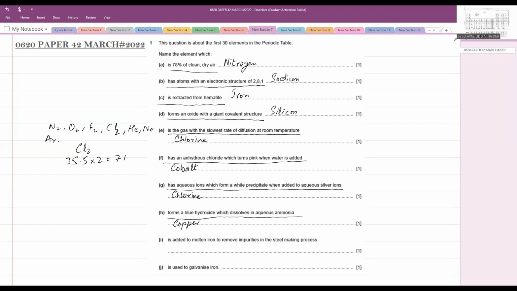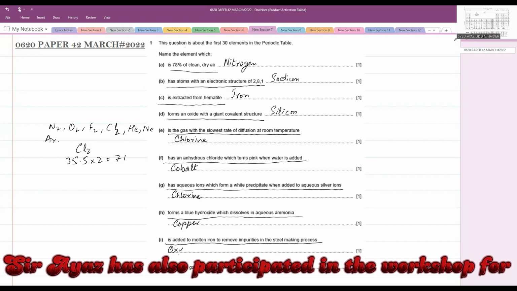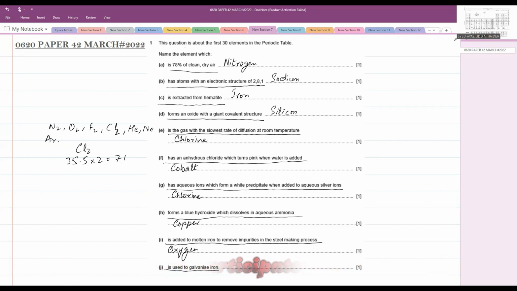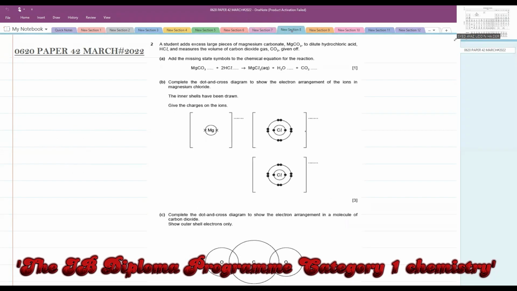For I, it is added to molten iron to remove impurities in the steel making process. You can't write limestone, because during extraction of iron from its ore, limestone is added along with the iron ore. Oxygen is added to molten iron to remove impurities during the steel making process. J is used to galvanize iron. We know that zinc is the element that is used during galvanization.